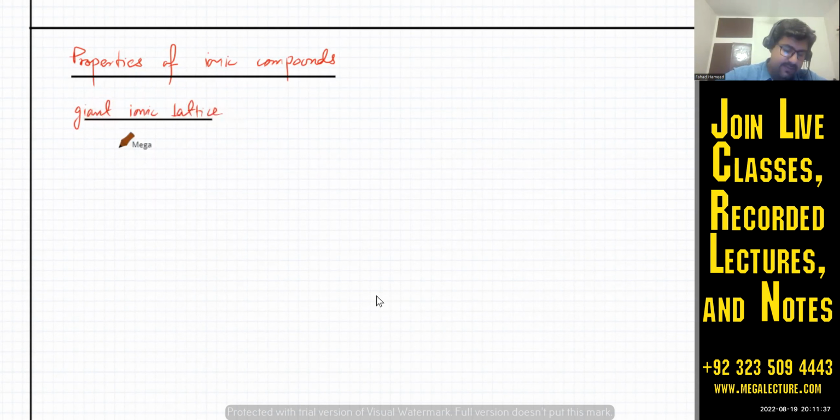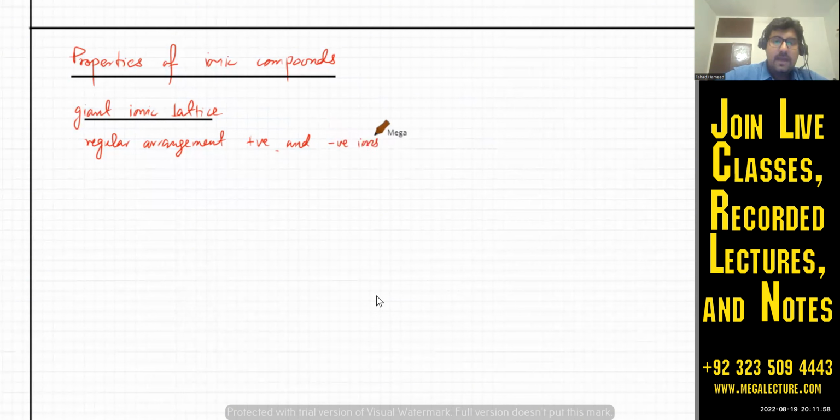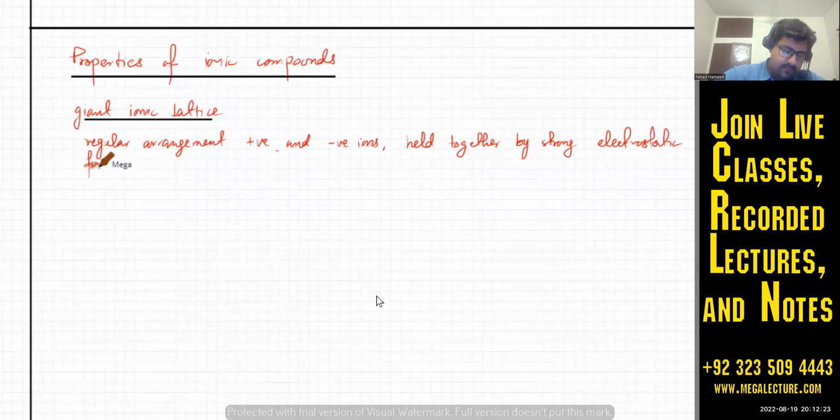What is a giant ionic lattice? It's a regular arrangement of positive and negative ions, and they're held together by strong electrostatic forces known as ionic bonds. So you've got lots of positive ions.